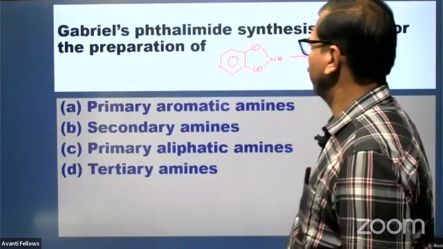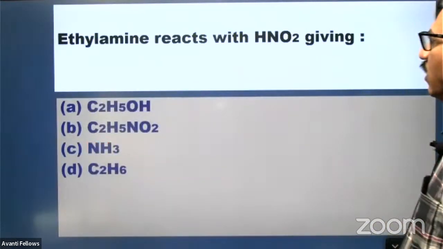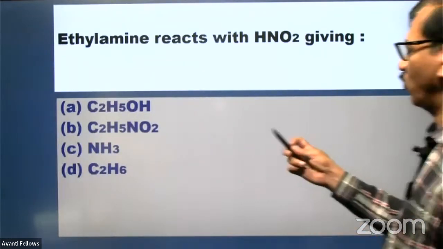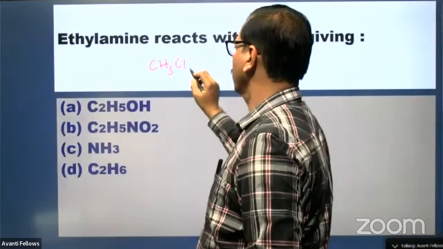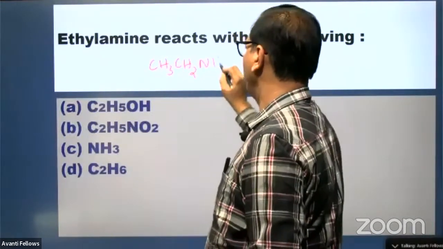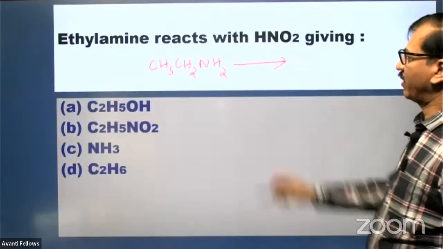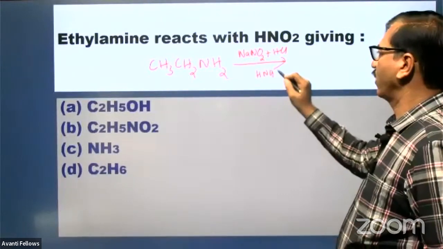Coming to the next question. Ethylamine reacts with HNO2 to give... Ethylamine with HNO2, nitrous acid. NaNO2 and HCl. A, sir. Okay, this is how HNO2 is prepared.